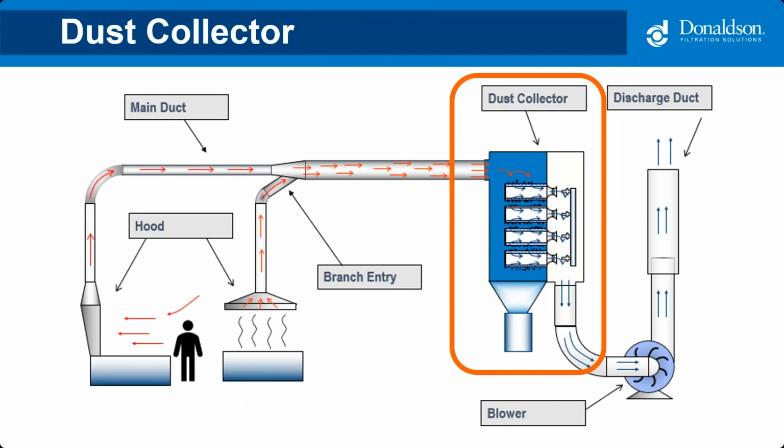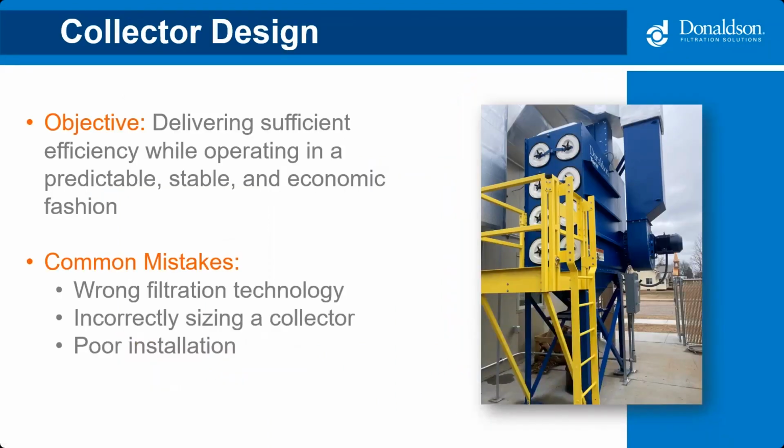The main objective of the dust collector is to deliver significant efficiency while operating in a predictable, stable, and economic fashion. The most common mistakes that you could do wrong, as we see when it comes to collector design, are the wrong filter technology, incorrect sizing of the collector, either too aggressive or too conservative, or a poor installation, inlet orientation or fan locations, creating airflow and dust distribution problems within the collector.